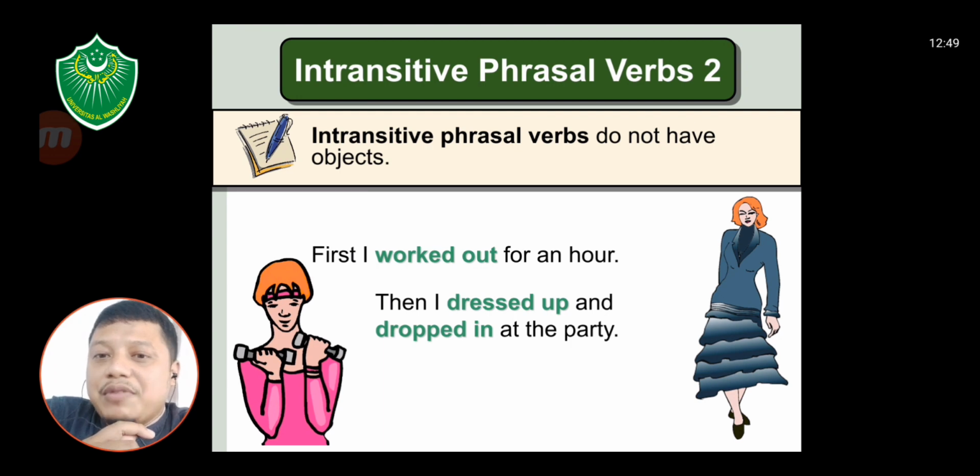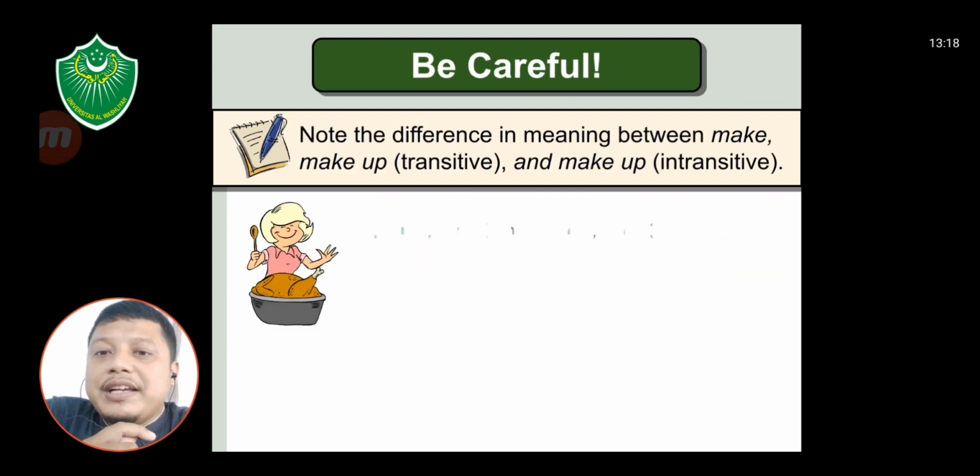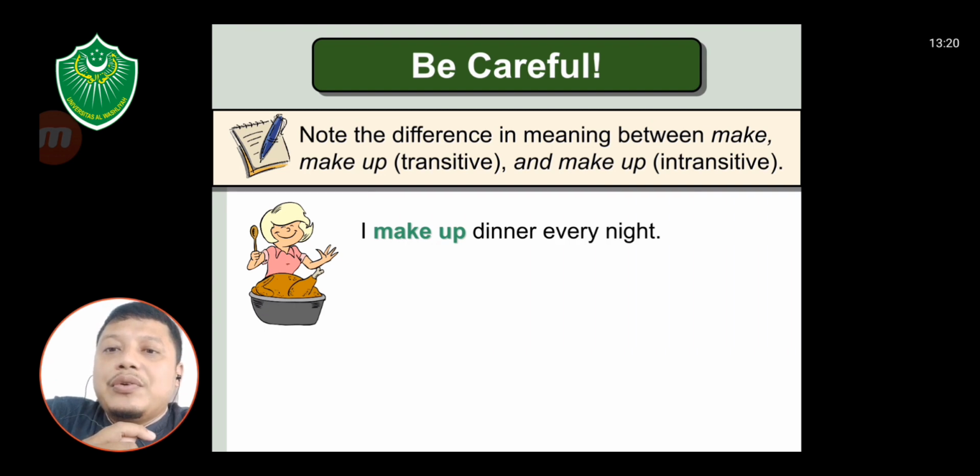He dressed up means making a good costume, a good suit to go somewhere, and drop in at the party means stop in at the party. Another example of an intransitive verb: no one found out that I didn't have an invitation. It doesn't need an object. No object. Okay, right.